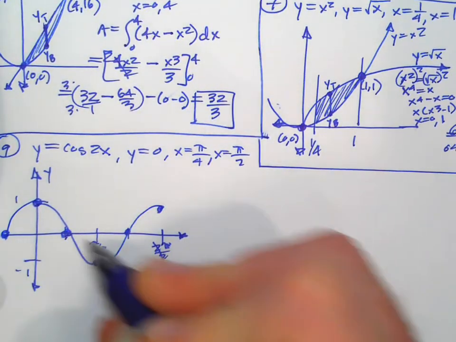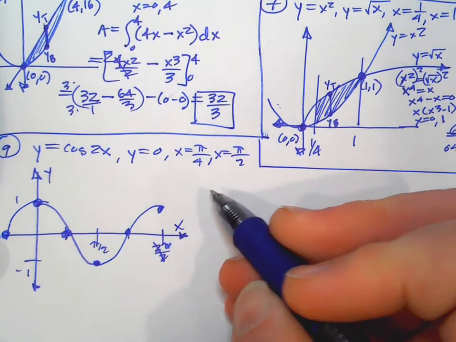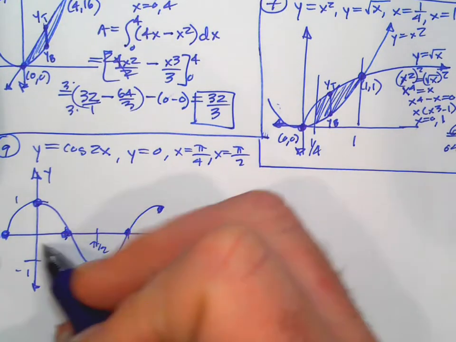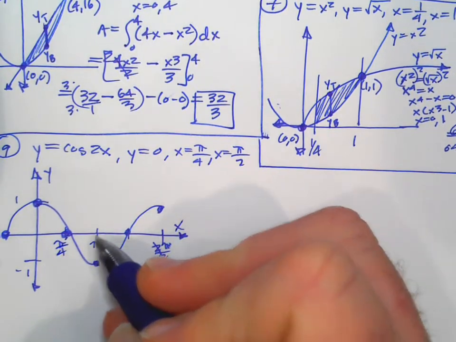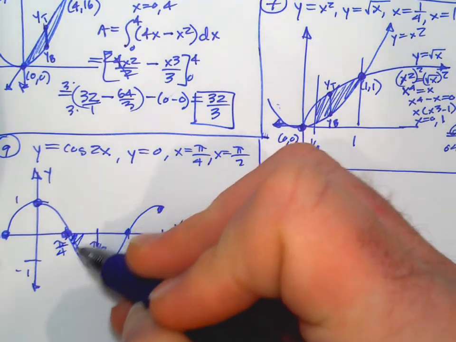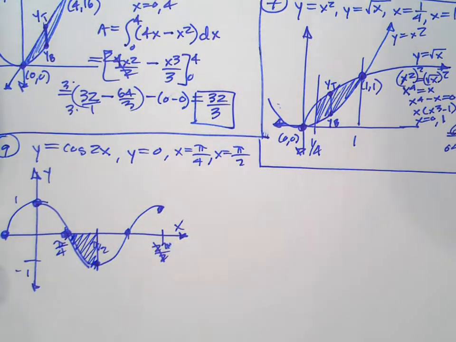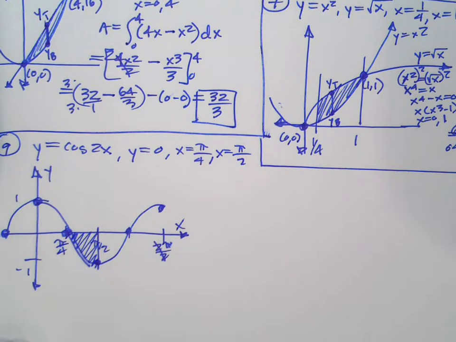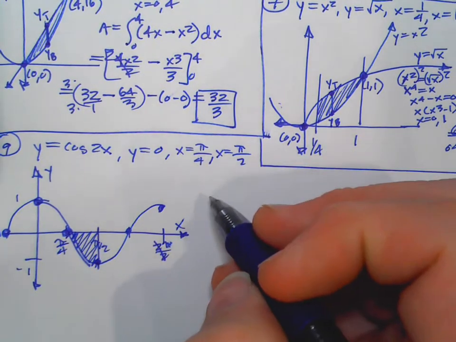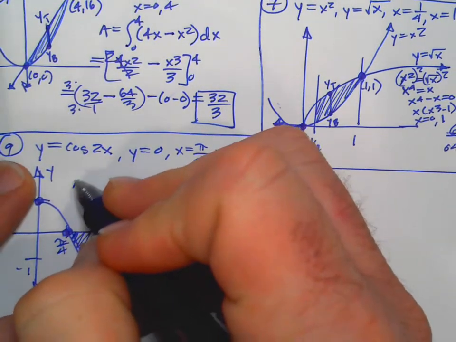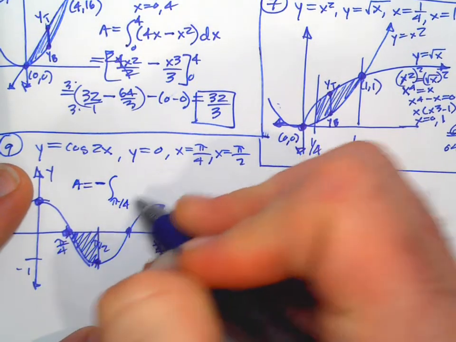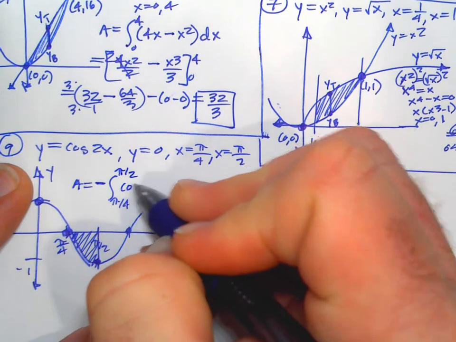All right, so quick sketch. Now y equals 0 is the x-axis. Pi over 4 is right here to pi over 2. So we're trying to find this area right there. And we're actually trying to find the area. So if we integrate this, it's going to come out negative. So we've got to fix it. So the area is going to be pi over 4 to pi over 2. But it's going to come out negative.